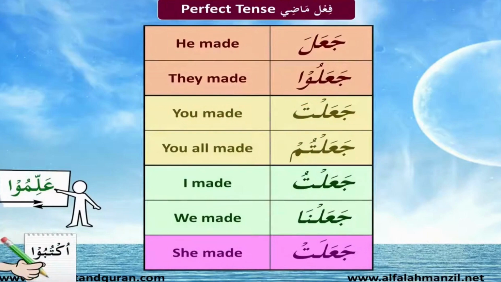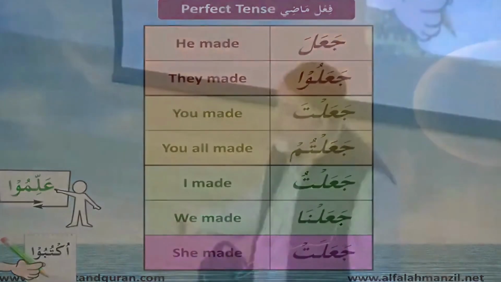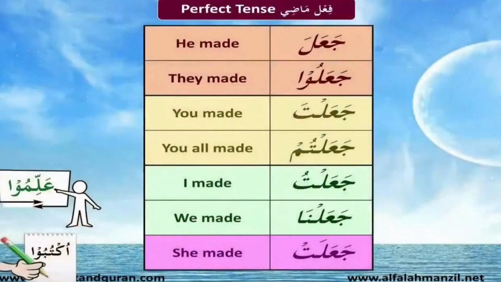So what is the TPI for that? Ja'ala, ja'alu, ja'alta, ja'altum, ja'altu, ja'alna, ja'alat. You know the meaning? He made, they made, you made, you all made, I made, we made, she made. Simple, right? Very easy, inshallah. Okay, then the second set.